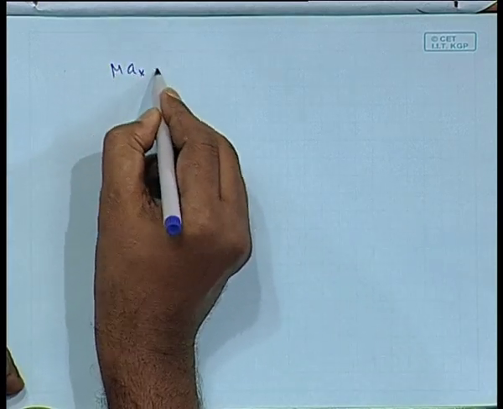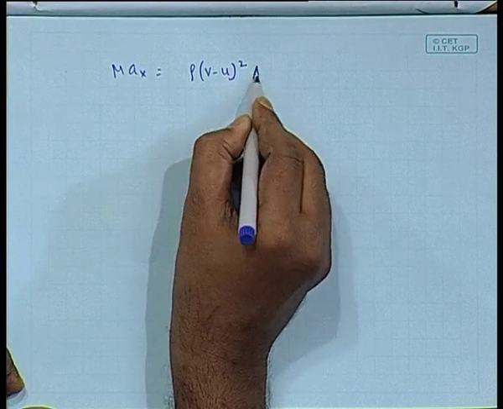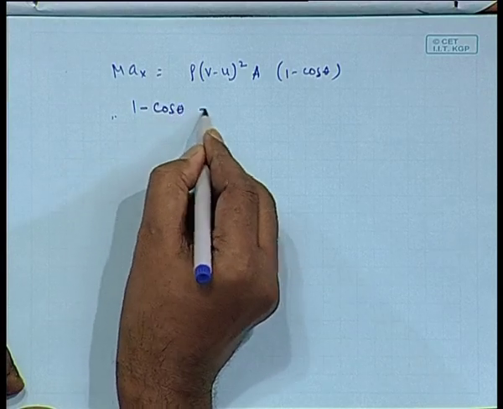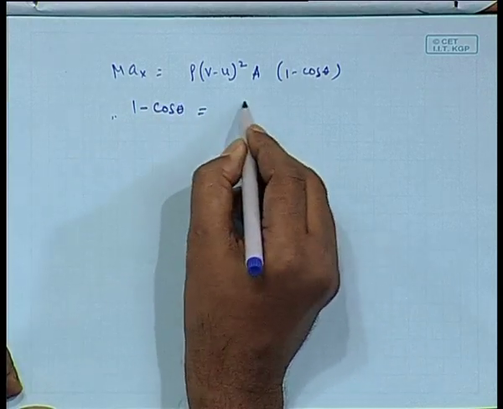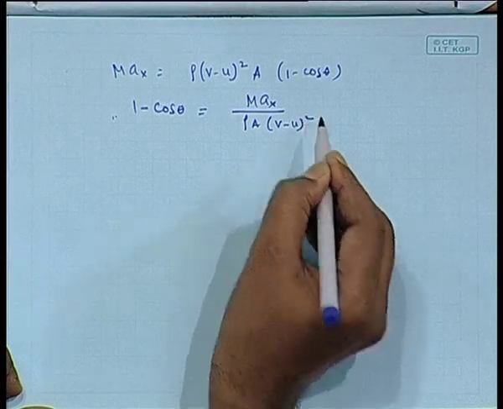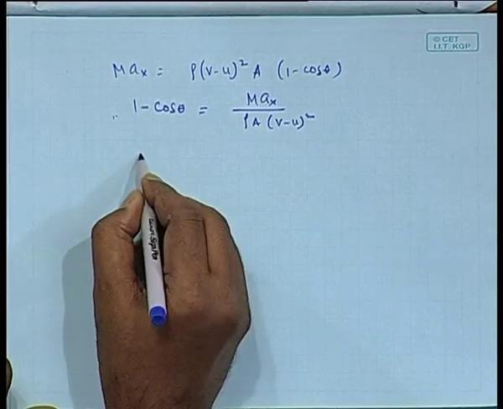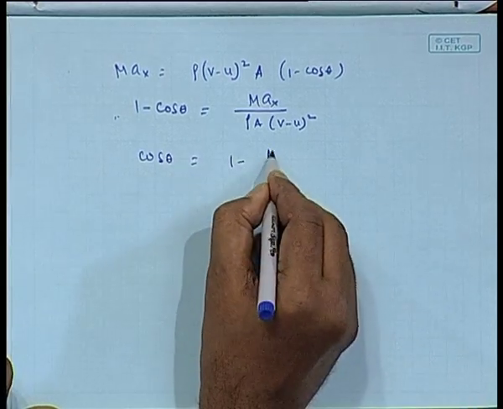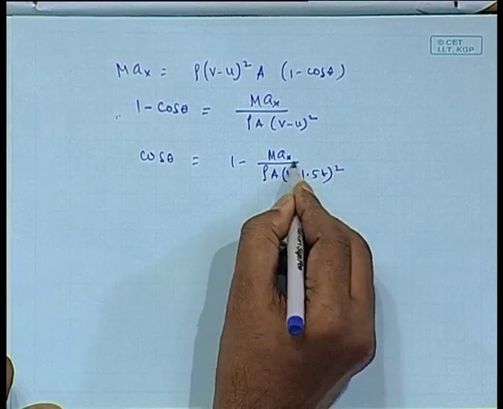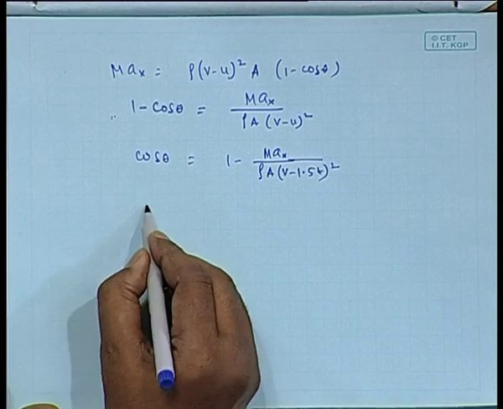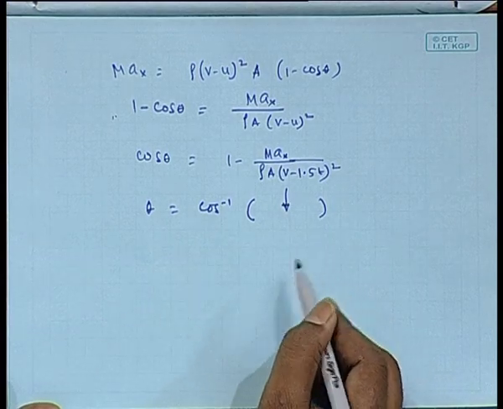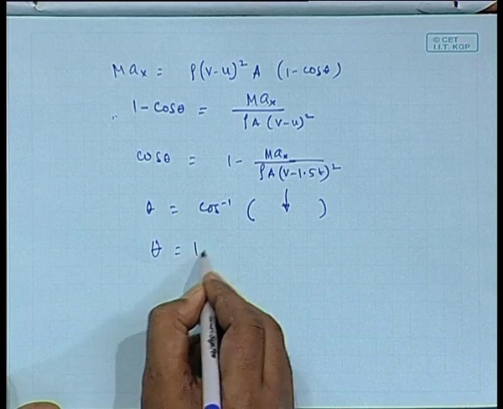So, m ax becomes rho (v minus u) whole square a (1 minus cosine theta), and 1 minus cosine theta becomes m ax over rho a (v minus u) square, u becomes 1.5 t. So, cosine theta equal to 1 minus m ax over rho a (v minus 1.5 t) square. This is constant because you are maintaining constant acceleration. So, theta will be cos inverse of this. Now, if you put the values, it comes out to be 19.72 degree.